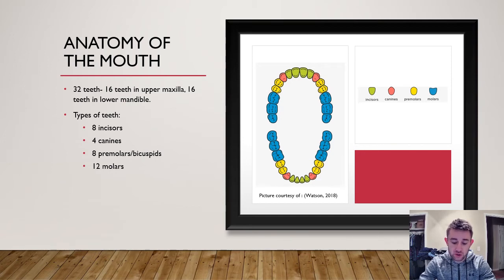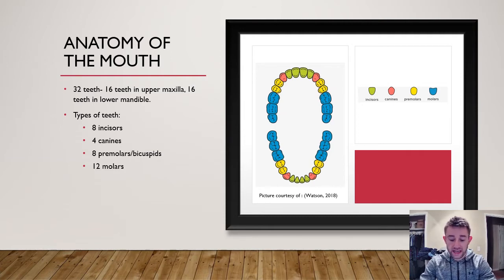Humans have 8 total incisors. These are the front 4 teeth in our maxilla, and the front 4 center teeth in the mandible. And you can see those represented by green here. So those are the incisors. The incisors are used to cut into your food.